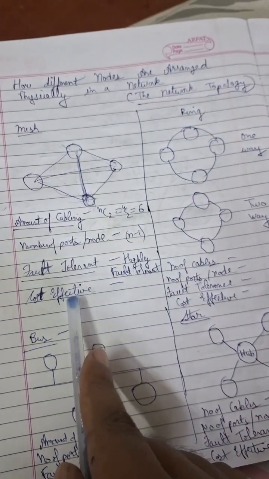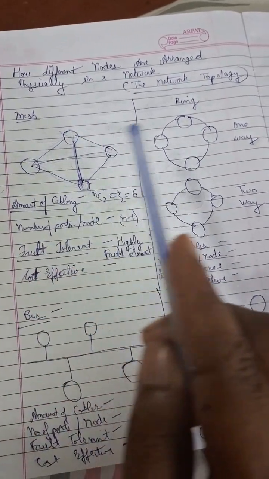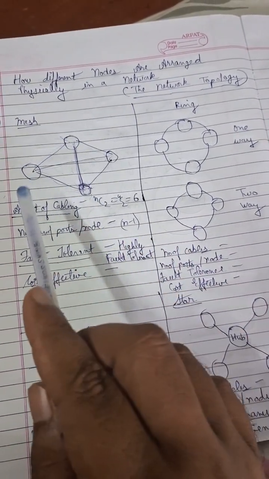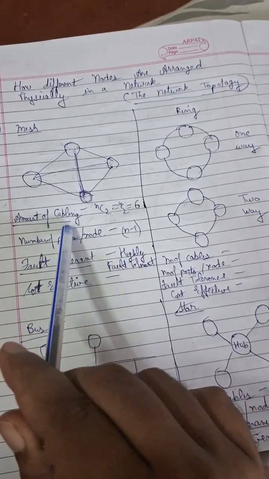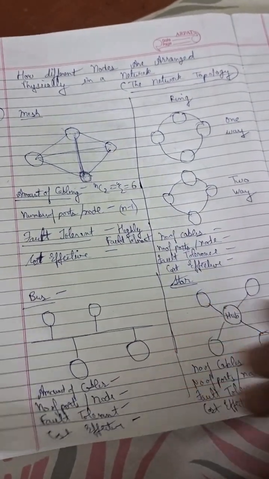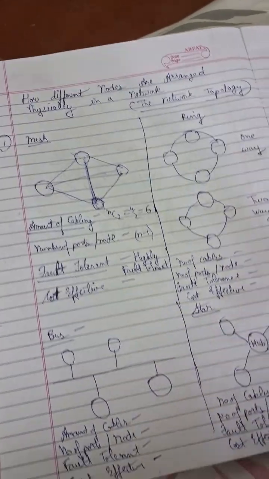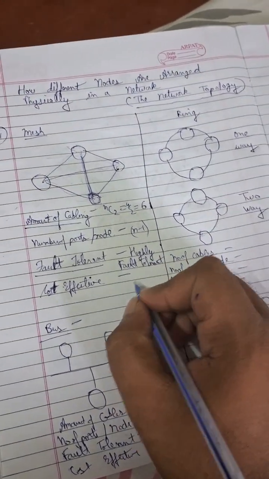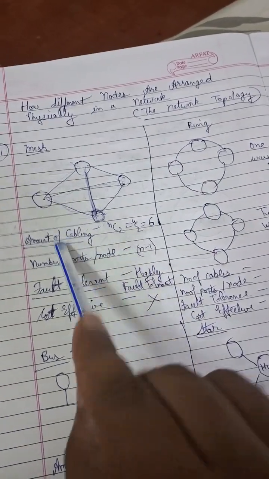But is it cost effective? Maximum cabling is occurring here. Every device has a dedicated path to every other device. So a huge amount of cabling is required, and cabling is cost intensive. So we could say that this method is not cost effective at all. So these are the points for the mesh network.